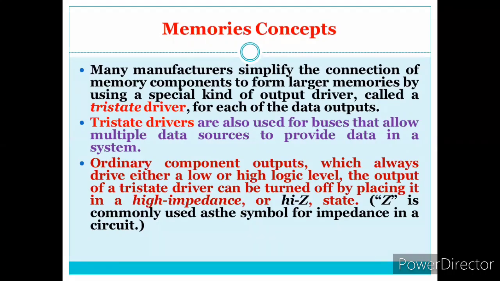Another advantage is that if you observe a normal output pin, it can have either low or high. Whereas in a tri-state buffer, we can have a third state, that is high impedance. Ordinary component outputs always drive either low or high, whereas the output of a tri-state driver can be turned off by placing it in a high impedance state. So what does high impedance mean? Z. As we know, this is the notation for high impedance in digital system design, commonly used as the symbol for high impedance in digital circuits.